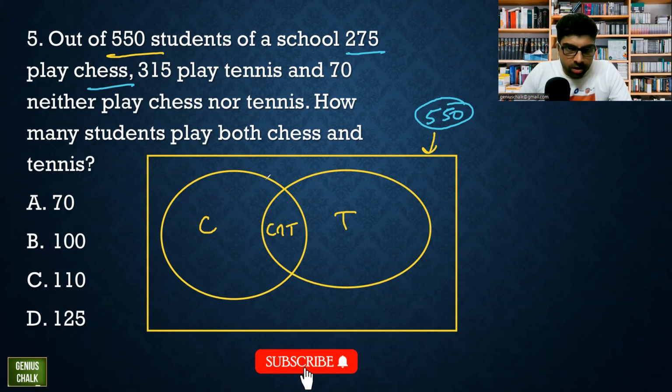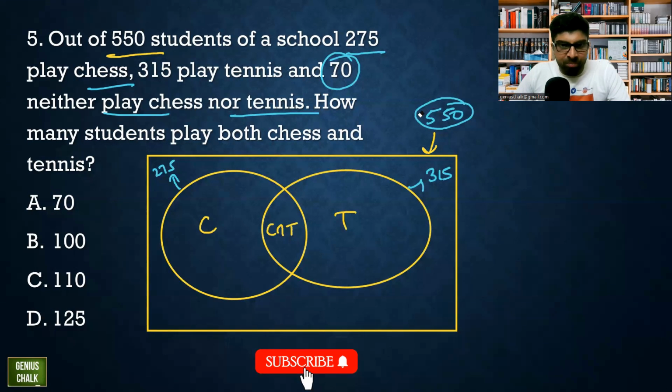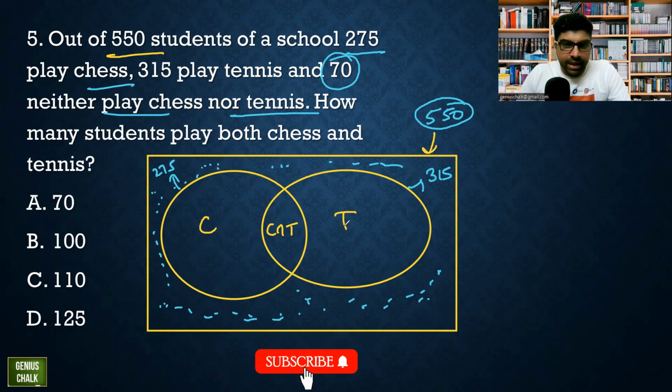Next, 275 play chess. That means this complete circle is 275. Okay. 315 play tennis. 70 neither play chess nor tennis. That means basically, 550 are total, and this region, if you understand my point, they are playing neither chess nor tennis. So this is that region. This is how much? 70 people.